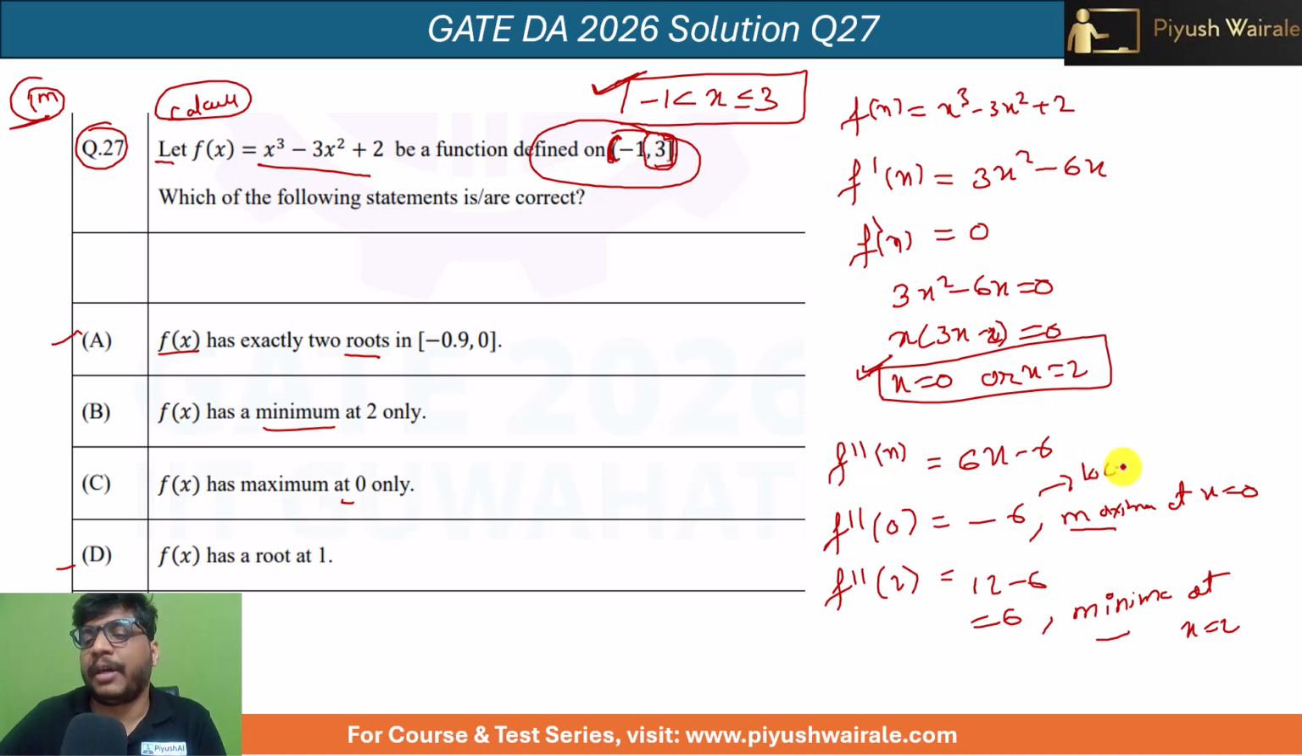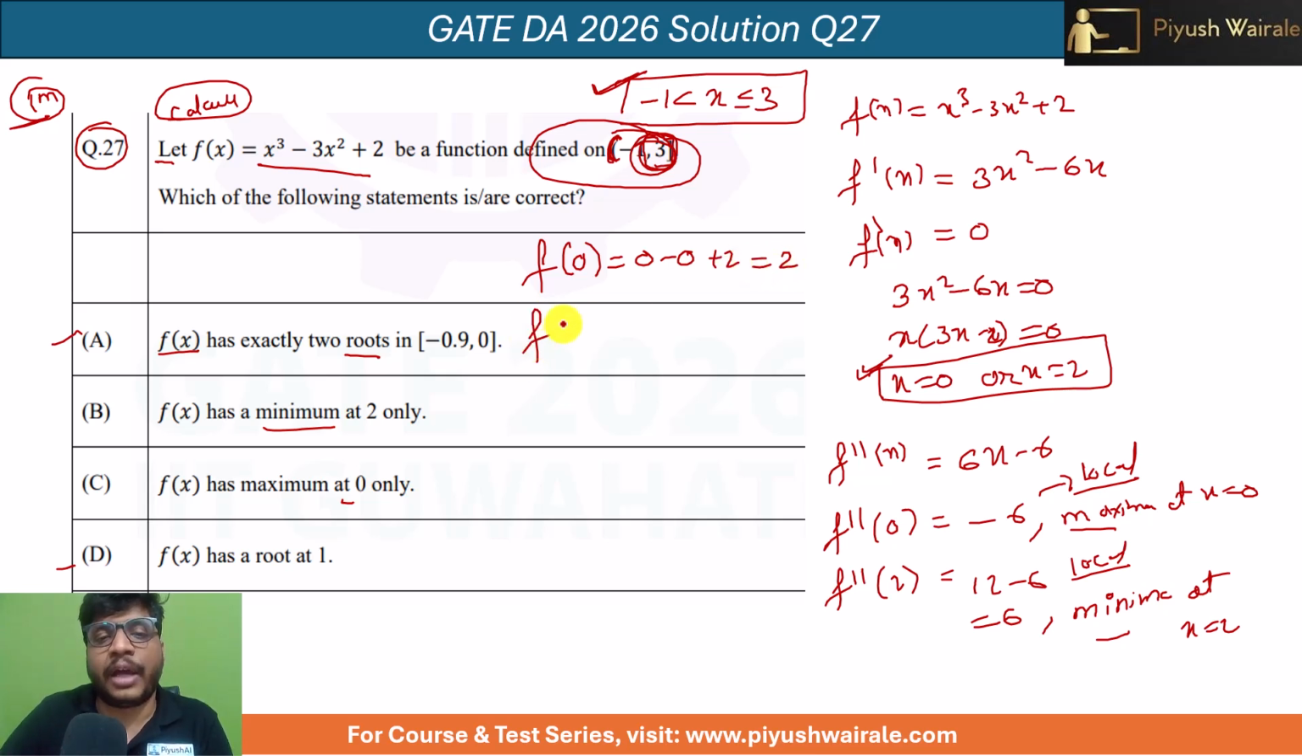Now one thing: whatever maxima and minima values we got are local maxima and local minima, because the function is defined for minus 1 less than x less than or equal to 3. So we have to check the boundary condition as well. First let's find the value of f of x at x equals 0 and 2. The maximum value f of 0 is 0 minus 0 plus 2, which is 2. The minimum value f of 2 is 8 minus 3 times 4, which is 12, plus 2, that is minus 2. So the maximum value is 2 and the minimum value is minus 2. As of now, these are the local maxima and minima values.